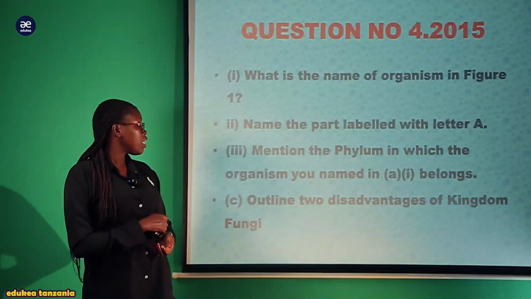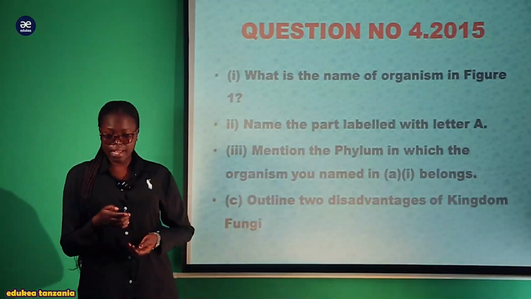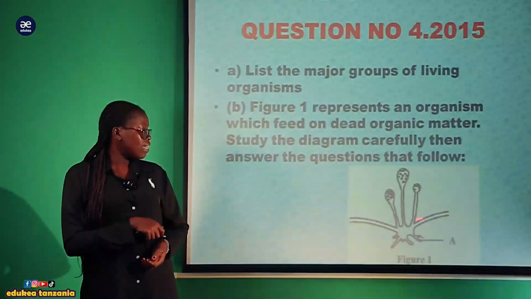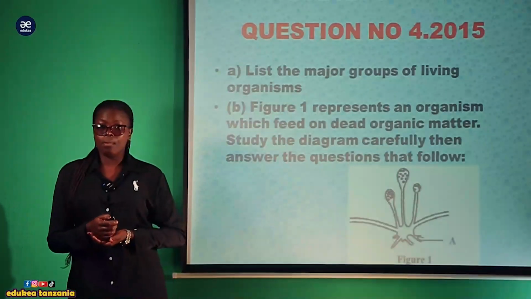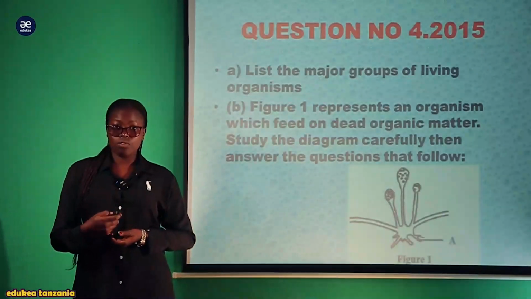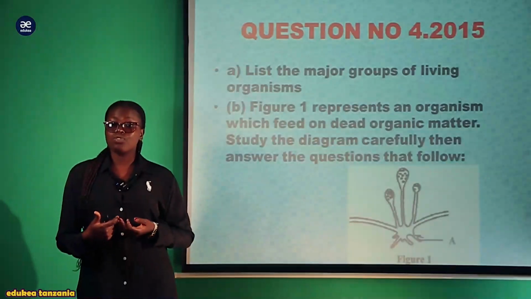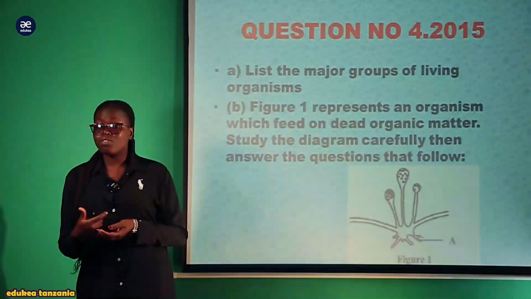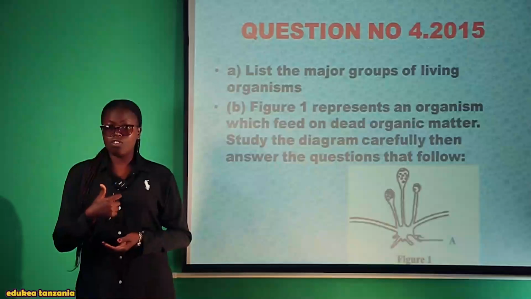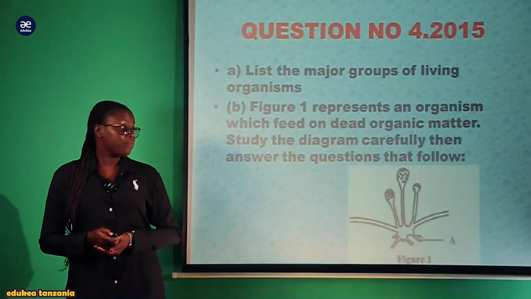Alafu the Roman B, name the part labeled with the letter A. This letter A inaonyesha the rhizoid ambayo inasaidia katika anchoring na absorption of the nutrients. Because the members of the kingdom fungi tusema kwamba hawana true root, they do not have true root, leaf and stem. That's one of the characteristics of the kingdom fungi.